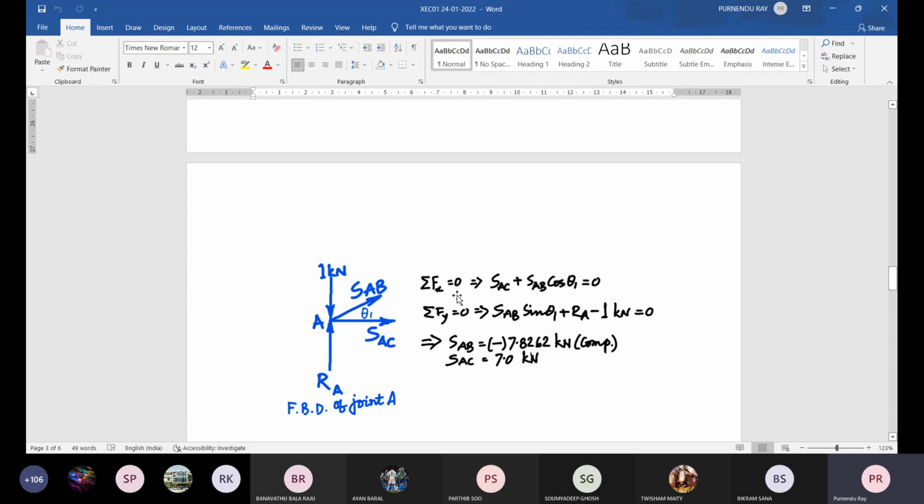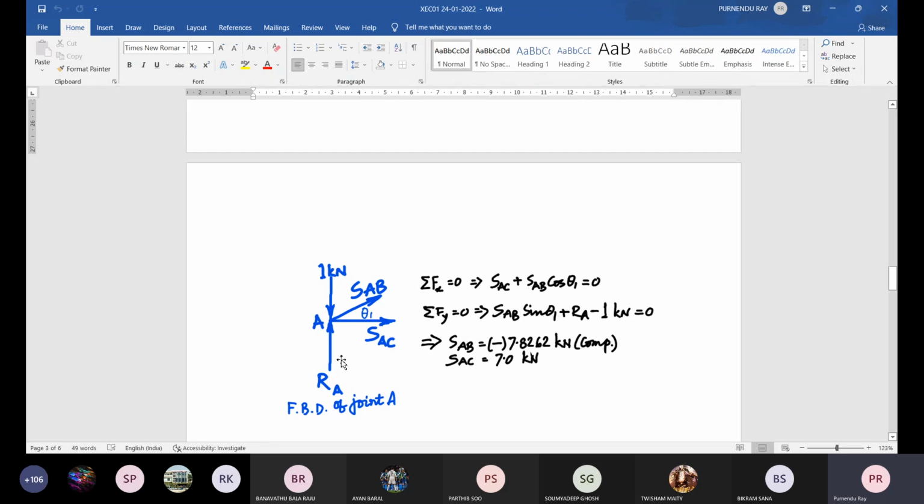Now from sigma Fx equal to 0, SAC directly towards the x-axis plus SAB cosine theta 1 equals 0. Sigma Fy equals 0: minus 1 kilonewton plus RA plus SAB sine theta 1, the vertical component. No contribution from SAC. Now solve these two. From the first one, get the relation between SAC and SAB. Replace it here, so this equation directly will give you the value of SAB, because SAC cannot contribute in that sigma Fy equal to 0.